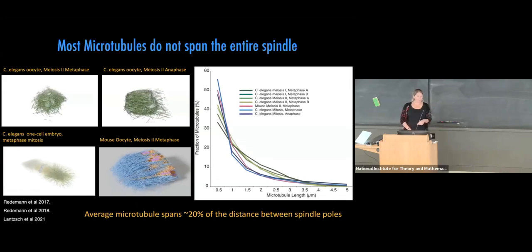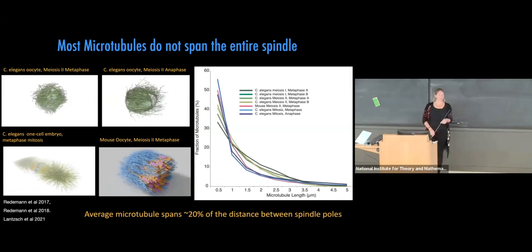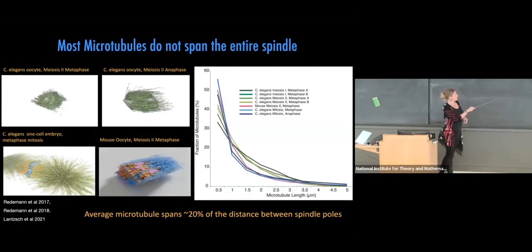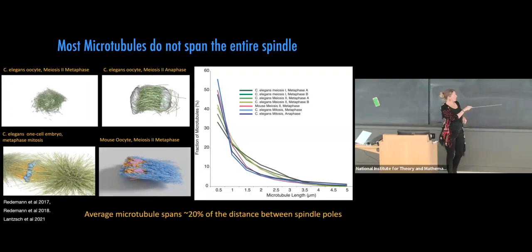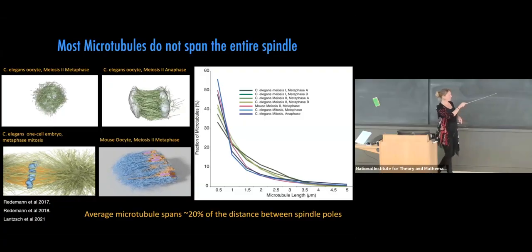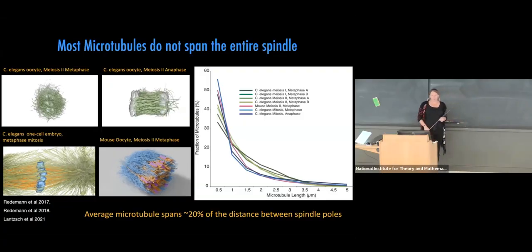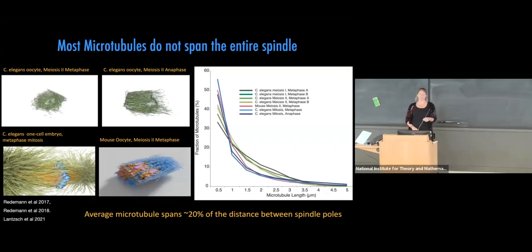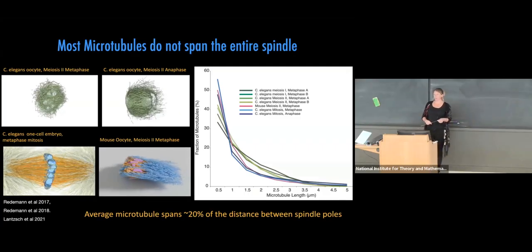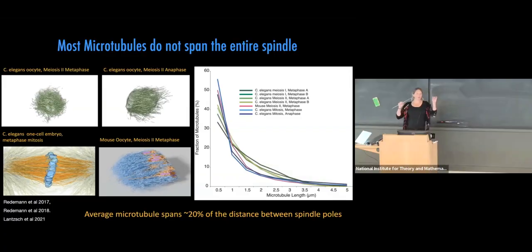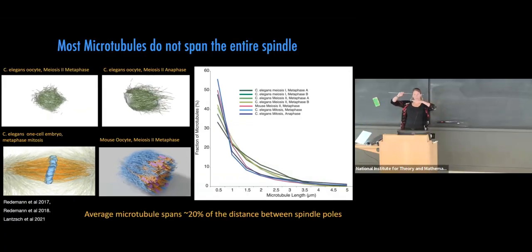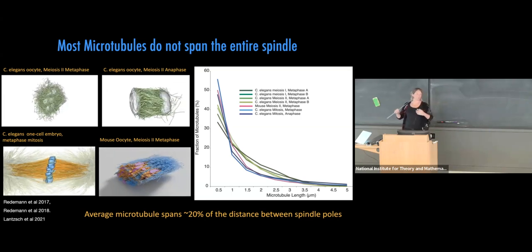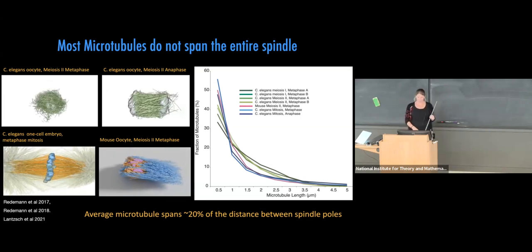And these are just examples of other spindles we've done. You see some C. elegans meiotic spindles on top, the C. elegans embryo on the bottom, and half of a mouse spindle, cut at the centrosomes. All of those spindles have a lot of short microtubules, and the average microtubule spans just 20% of the spindle. That means that spindles are very likely not made of long continuous microtubules, but of some array of shorter, maybe overlapping microtubules, right?